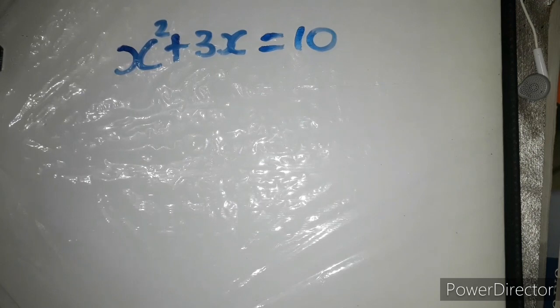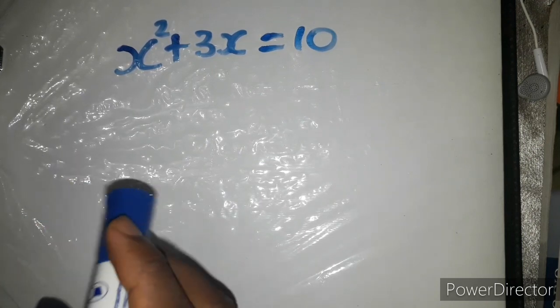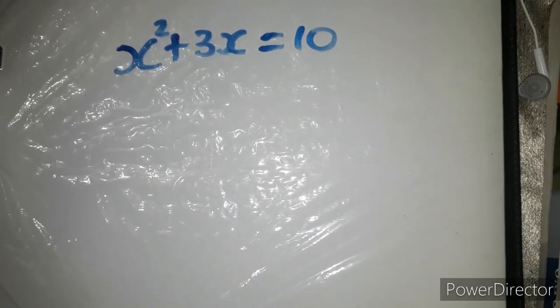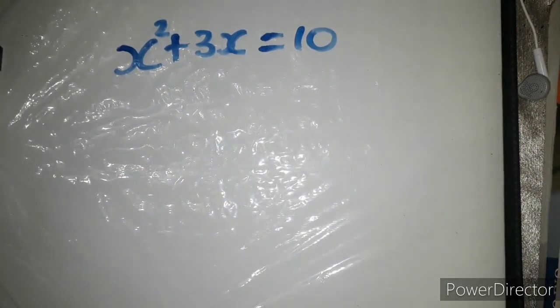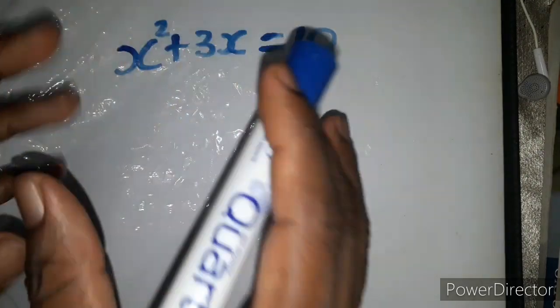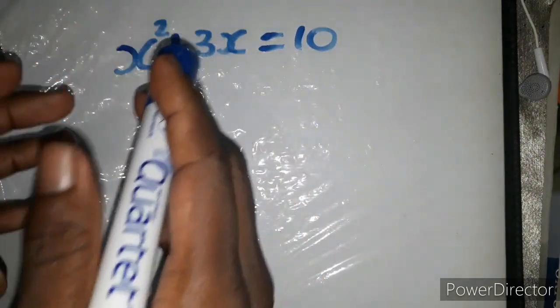Alright, so we have this final question. I want you to solve it, and when you finish solving it, I want you to comment the answer. X squared plus 3x is equal to 10. If your answer is correct, I will react and love it. If it's not correct, I will react with a thumbs down or something of this sort. So let me see how you will solve this quadratic equation.